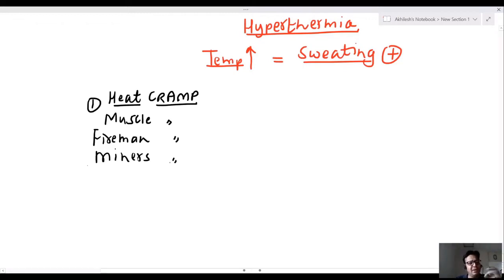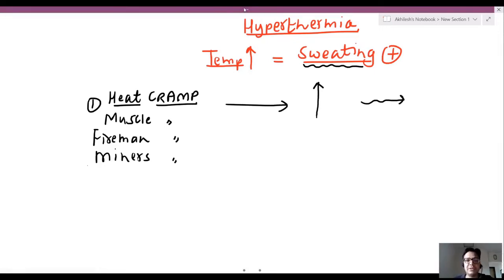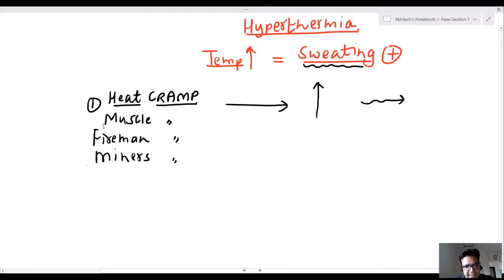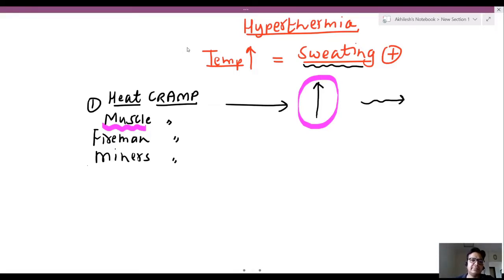What happens, sir, if I'm working in some heat? There will be increased sweating. Due to increased sweating, water and electrolytes are lost. That will produce muscle cramp. This is known as heat cramp. So, sir, if you get a question, in heat cramp we have increased sweating.